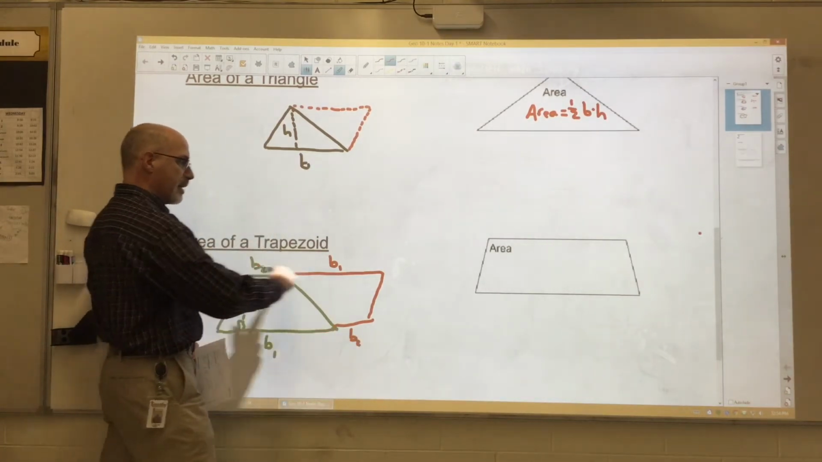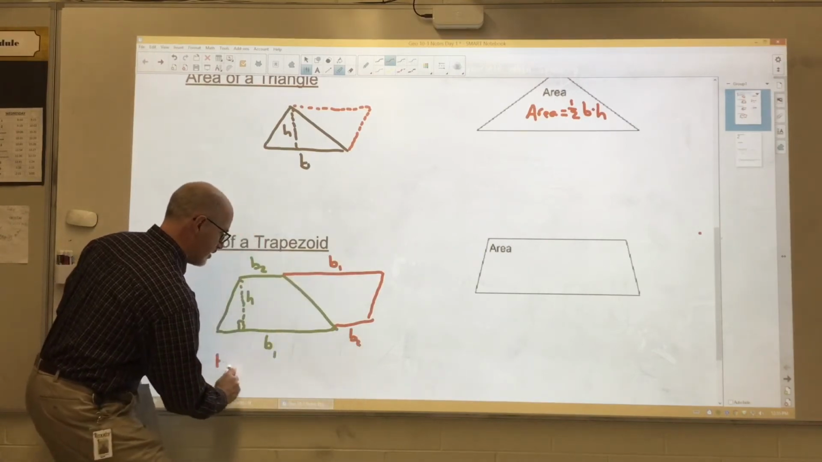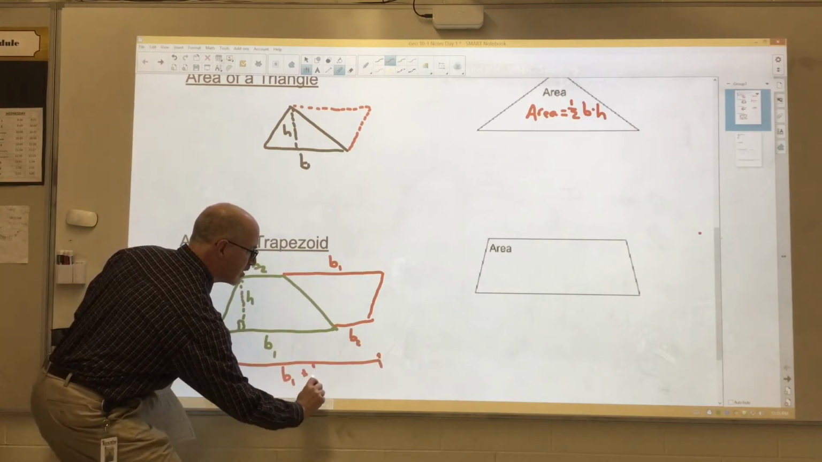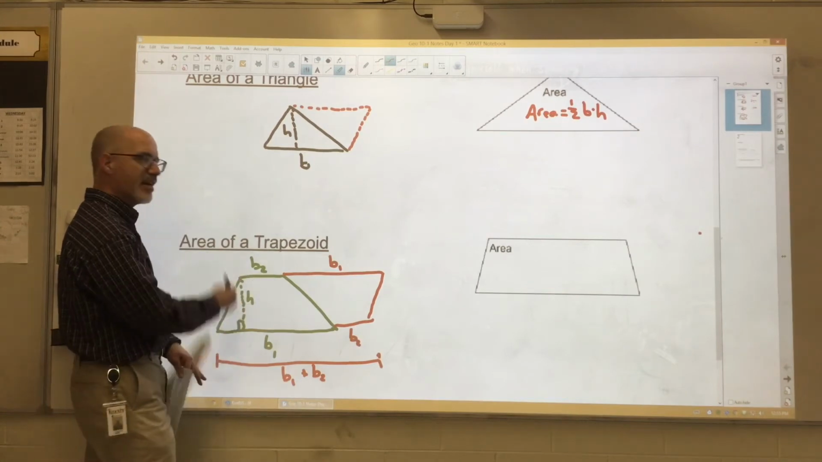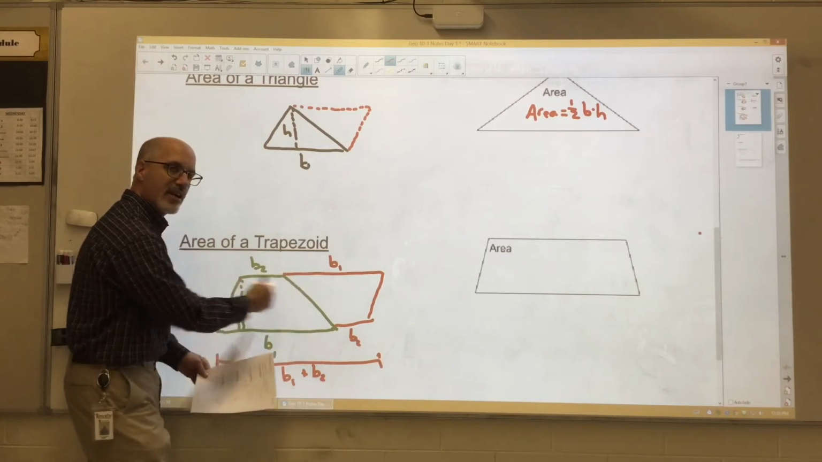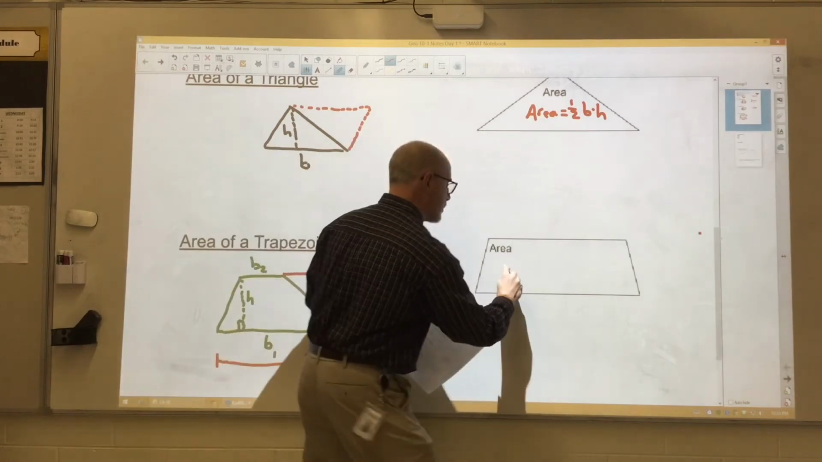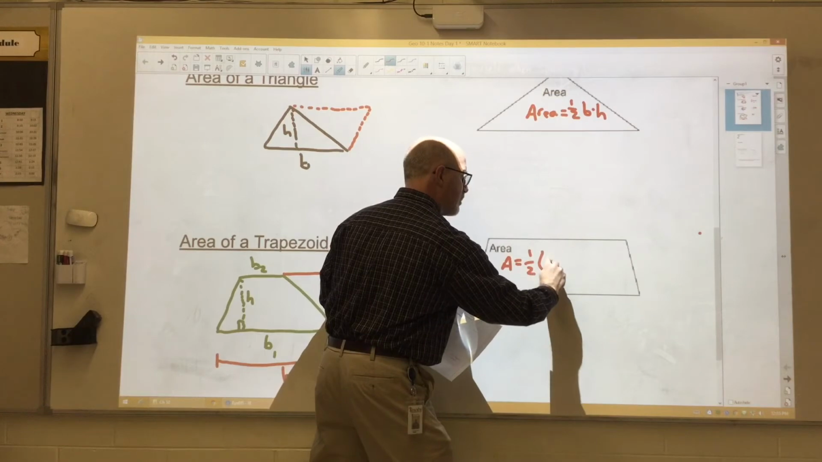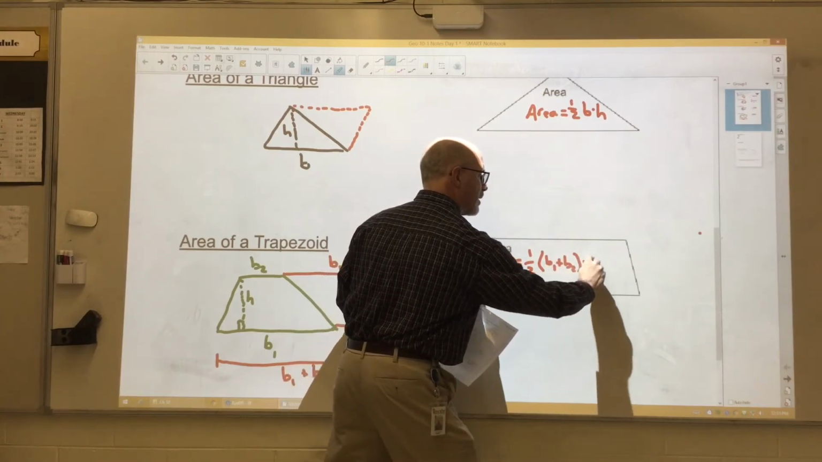So if I look at this parallelogram, the base of this, the whole way from here all the way over to there, is B1 plus B2. So both bases added together, I still have the height of it. So the area of this, since that's twice as big of the area that we want, only one of them, the area of this one is going to be equal to half of adding the bases, B1 plus B2, and multiplying by the height.